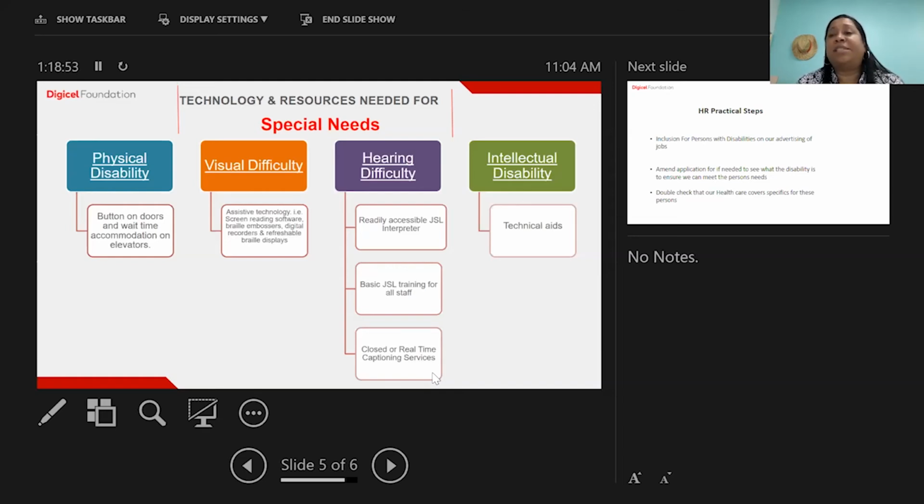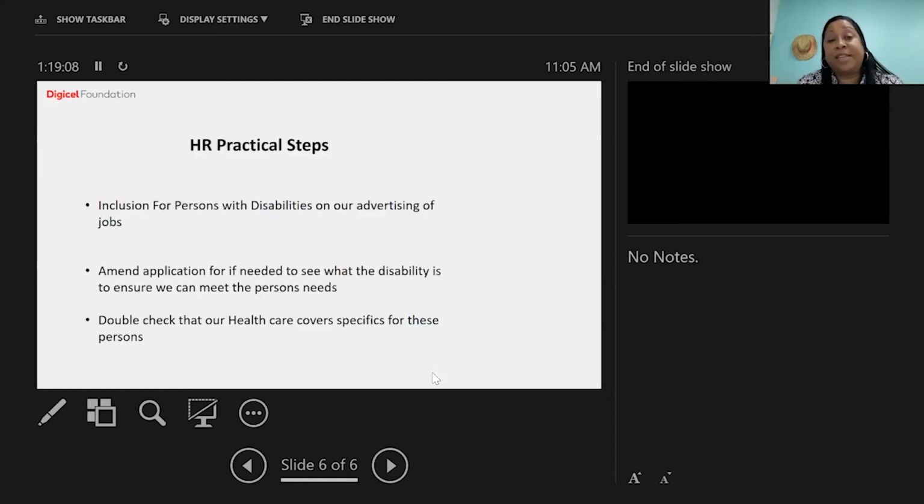And our HR department is committed to getting sign language training for our staff and making it available. These are just some of the simple things that you can do in your organizations that will help you. And here were the HR practical steps we did: in our advertising for jobs, make sure persons with disabilities are included, and amend the application forms to make sure they can fill them out and that the forms meet their needs.